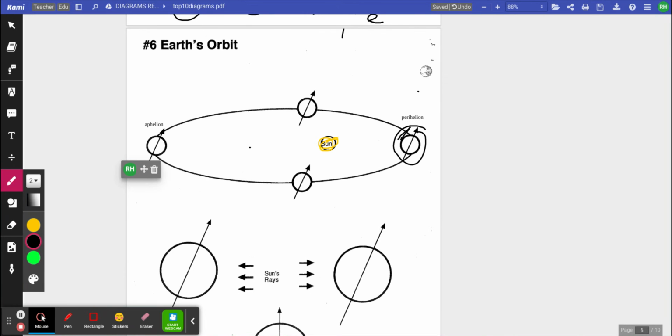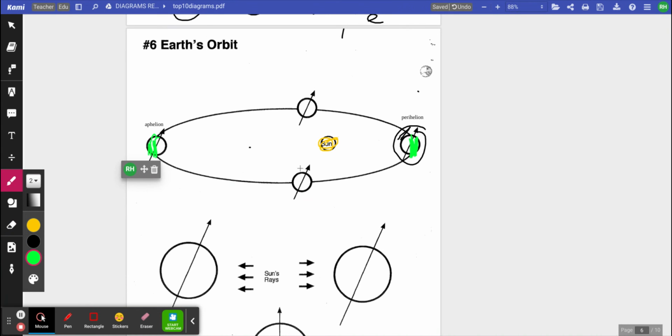So looking at where the sun is, I'm going to shade in the dark half of the Earth on both the perihelion and the aphelion. I'm not pleased with this one. There we go.